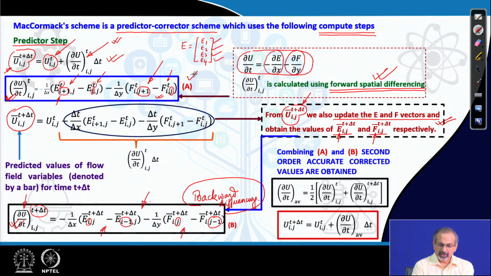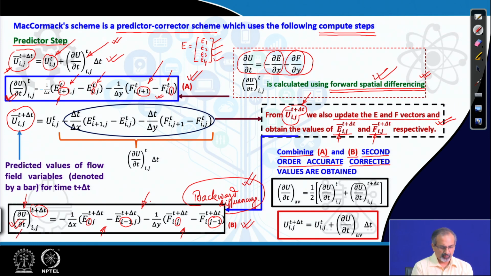Now, what do we have? We have two equations, A and B. A was obtained by using forward spatial differencing, B was obtained by applying backward spatial differencing, and now we are going to combine the two. When we combine A and B, we end up getting a second order accurate corrected value. Note that both of these individually were first order accurate, but when you combine them, they give you second order accuracy. We are not getting into the mathematical aspects by which you can prove the second order accuracy, but that can be left as homework for you, which you can explore in due course.